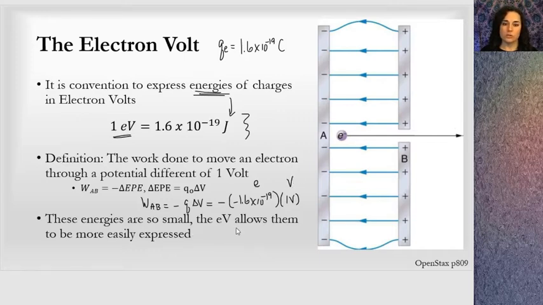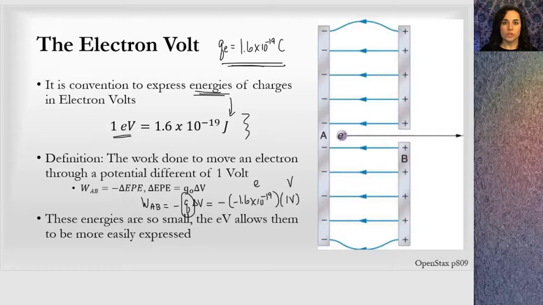These energies are so small that the electron volt allows them to be easily expressed. Also, it's convenient in describing the interactions involving the subatomic particles where these energies are multiples of this electric charge. So we would just change this value from 1 electron to 2 electrons or 4 protons, etc. And then you just have the multiple of an electron volt.